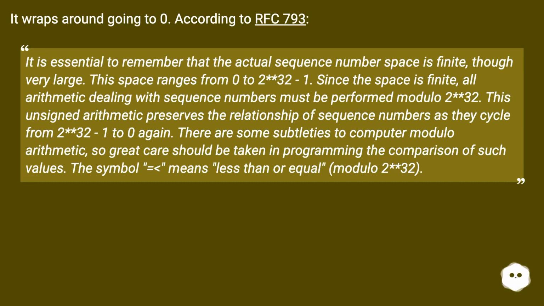There are some subtleties to computer modulo arithmetic, so great care should be taken in programming the comparison of such values. The symbol "=<" means less than or equal, modulo 2^32.